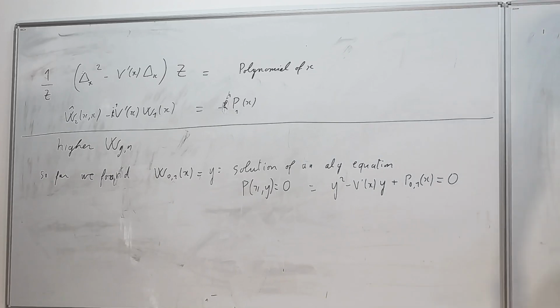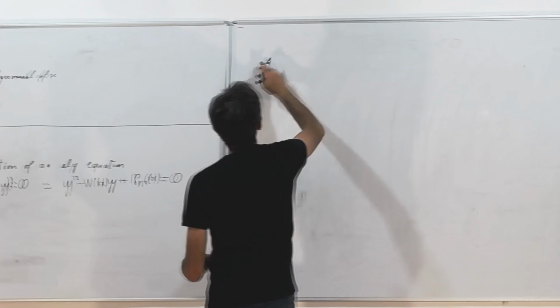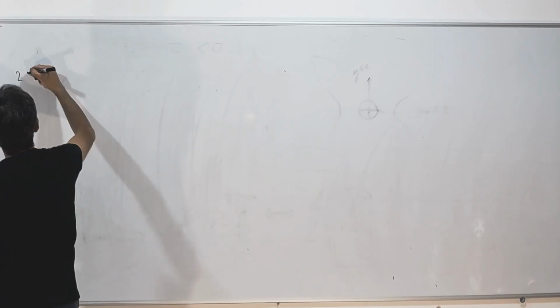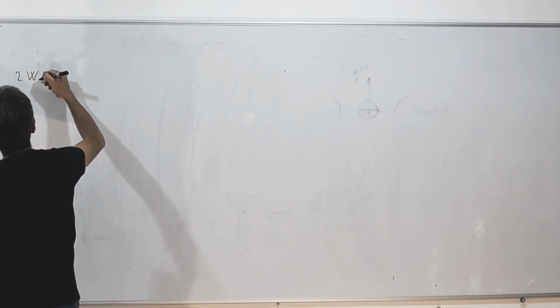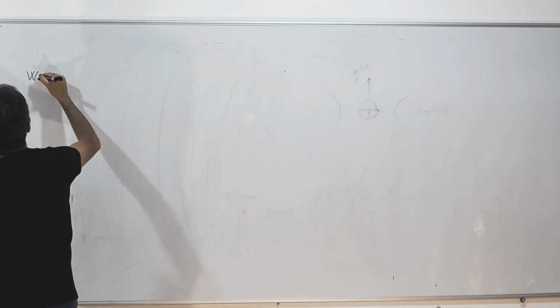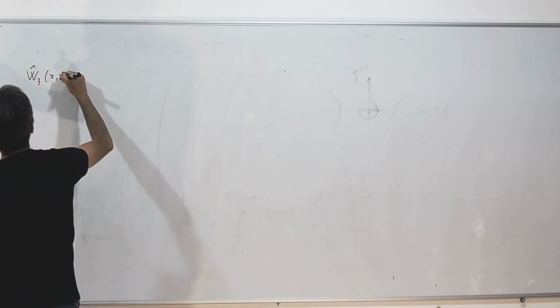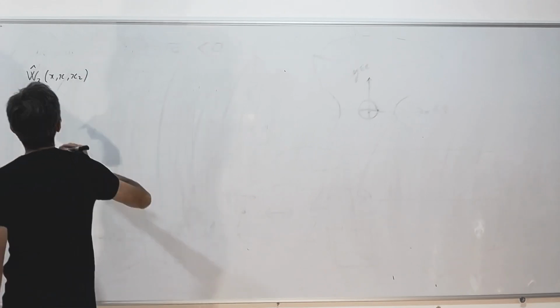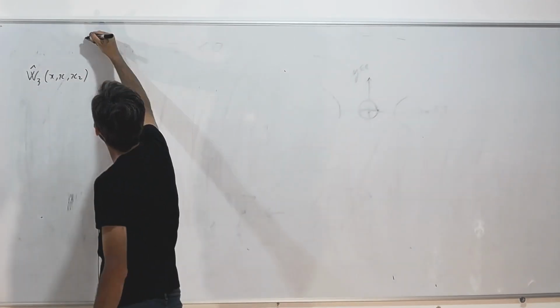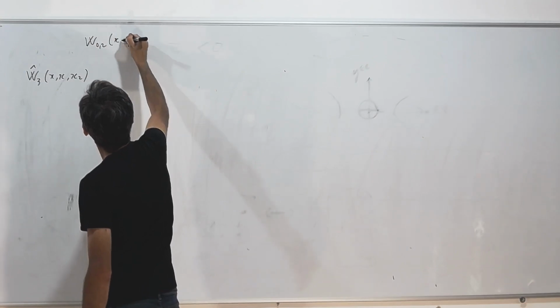What we can do is write the loop equations, try to find a loop equation that can determine W02. And if you remember the loop equations I wrote this morning, there is one that will do the job. So the equation that I wrote this morning was 2W, it was W3 hat of x, x, x2, let's call it this way. So what we want is to compute W02 of x1, x2.